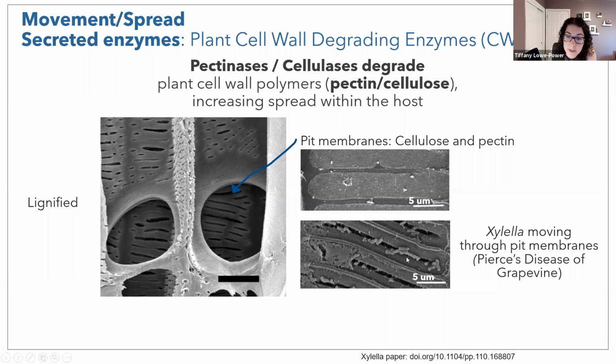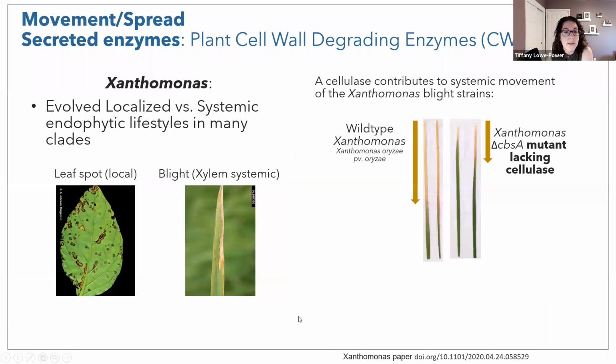And this microscopy shows Xylella fastidiosa cells moving through the pit membrane. So this is what the pit membrane looks like in a healthy plant. And then you can actually see the bacterial cells in the very degraded pit membrane. And Xylella causes Pierce's disease of grapevine, which is a pretty big deal in California still. And then there are also some very cool ways that cell wall degrading enzymes have influenced the evolution of bacteria.